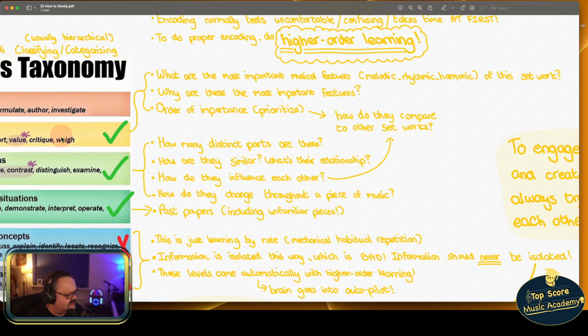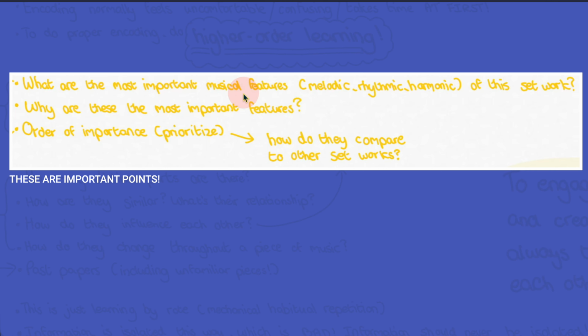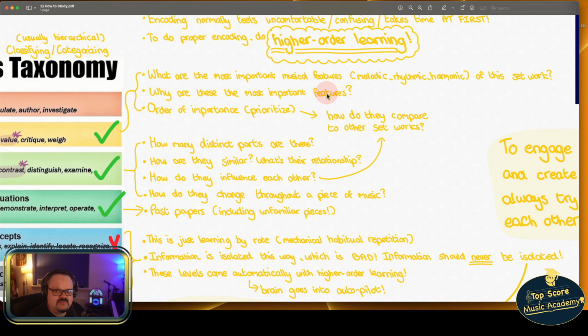And the type of questions that will come out of that then are up here. So what are the most important features? Could be melodic, rhythmic, or harmonic features of this set work. Why are these the most important features? So you need to be able to answer that question to yourself, or if your teacher was to ask you, why did you pick these 3 or 4 things as the most important musical features? You need to have good reasons for that.